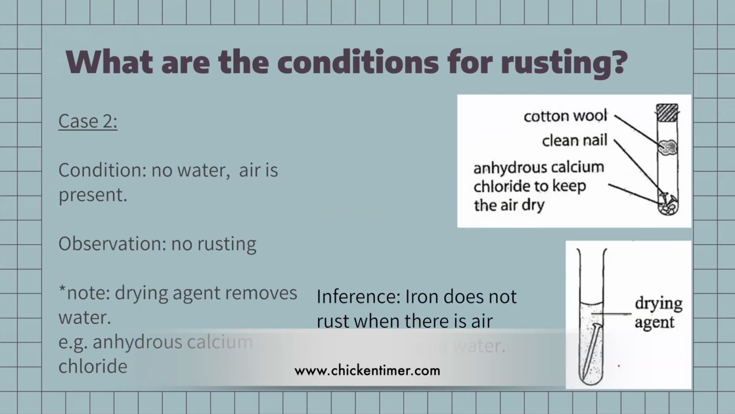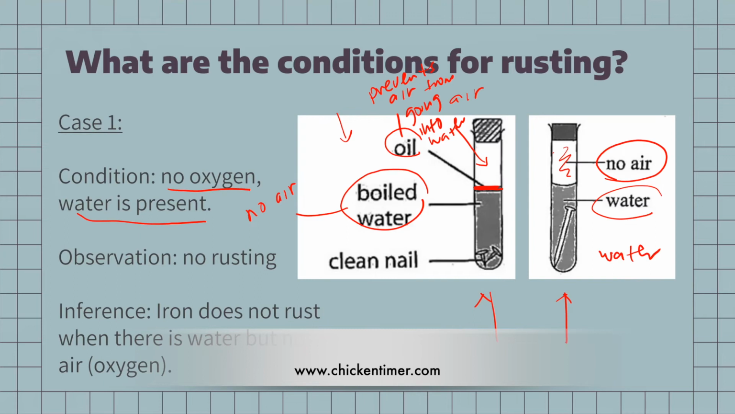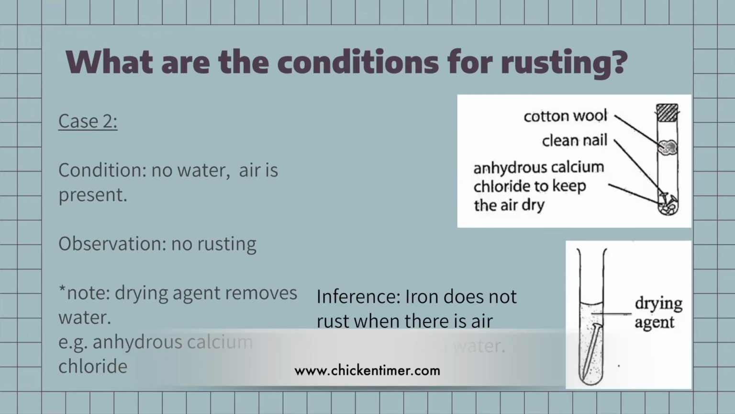Okay. Then the second case, the left and right images, I took them from different sources where they ask this question. Then you show the difference and you get exposed to the different ways they can phrase the question using different drawings. So the second case is like this. You see two drawings again. So the simple one down here, what they did was they just put the iron nail into a drying agent. So the drying agent removes water. Okay, so there's air, but there's no water.